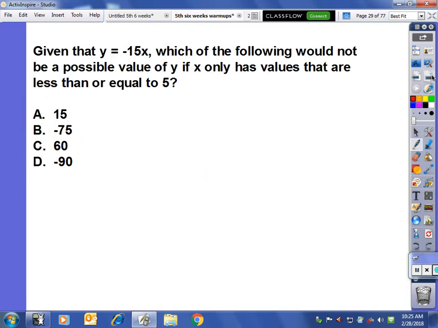Okay, next. This one was tricky, guys. And again, I had never seen a question like this. It's not a routine kind of problem. They always find weird ways to ask questions.